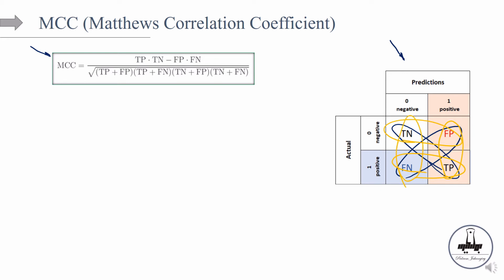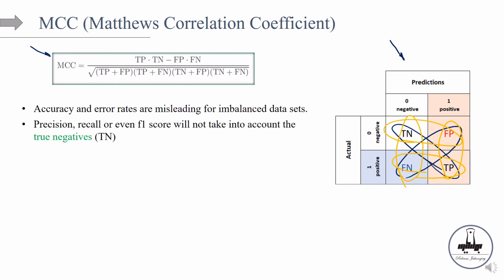So what is this MCC? An interesting performance metric, right? We know that accuracy and error rates are misleading, at the very least, for imbalanced data sets. Always remember the example that we talked about: 98% always no default, and the accuracy is 98%, which is completely misleading. On the other hand, precision, recall, or even the F1 score will not take into account the true negatives, the TNs. These are numbers that we're interested in, right?